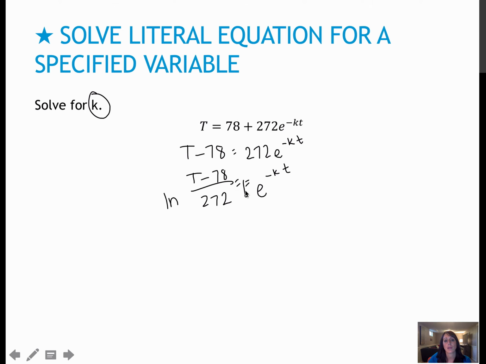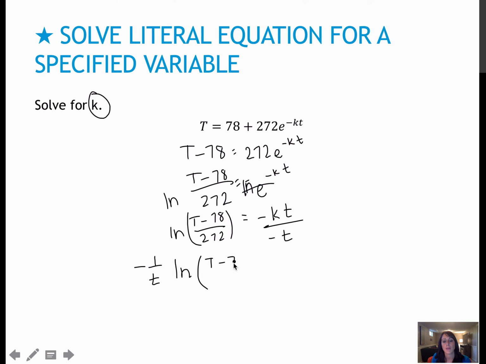In this case, it's going to be the natural log, because on the right side, the natural log and the e will cancel, and now I've got negative k times t. And on this side, I have the natural log of t minus 78 over 272. I'm trying to get k by itself, and so I'm going to divide by negative t. And again, it might be easier to write this as negative 1 over t rather than write the whole thing as a fraction, but again, personal preference. So I have t minus 78 over 272 equals k. That's my final answer. So that would be an exact answer for k.